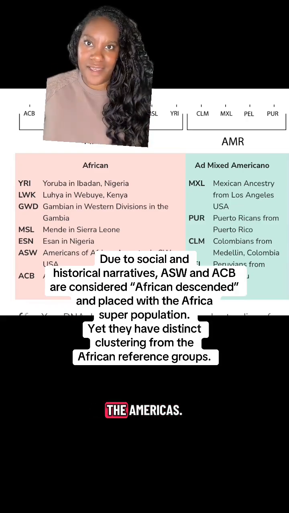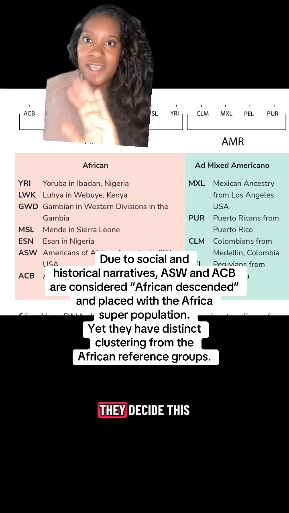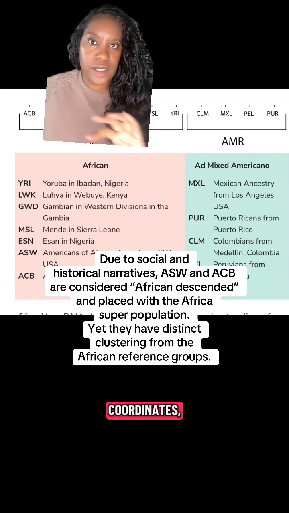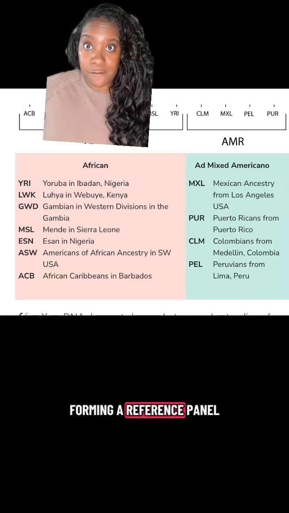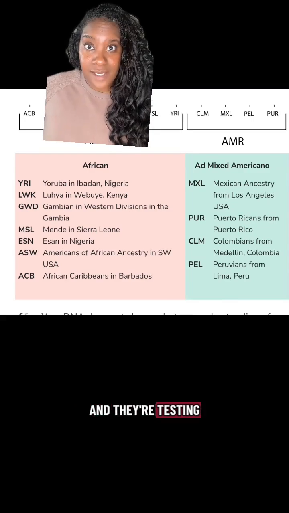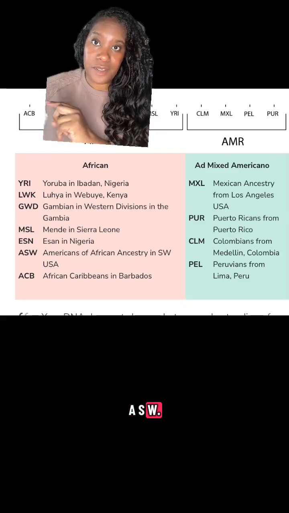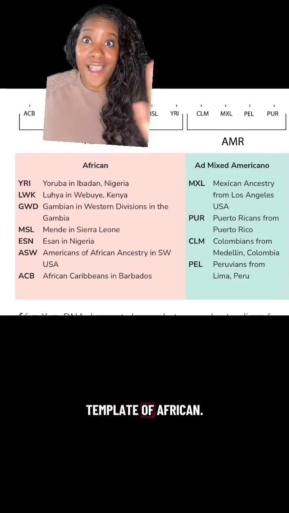African descent in the Americas. They decide what those populations are first. They decide this before they test anyone's DNA, before they get coordinates, before they do clusters, anything at all. So when they're forming a reference panel and they're testing people to get the frequencies, when you have a group like ASW and ACB, they're creating the template of African.